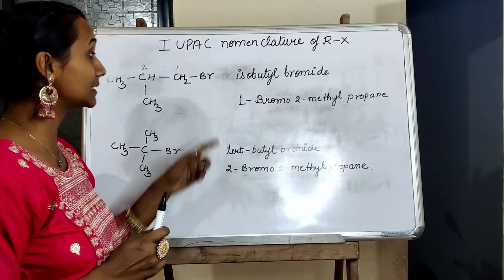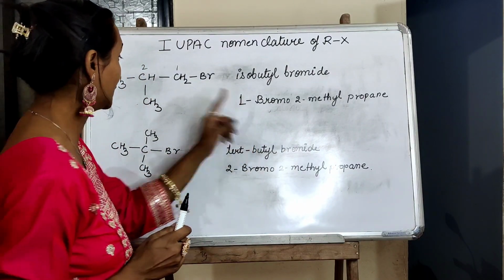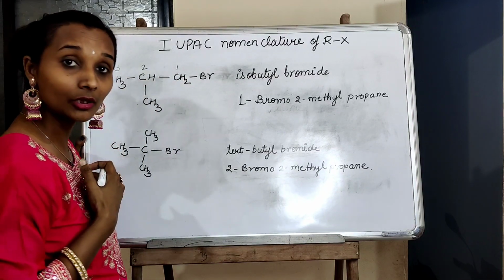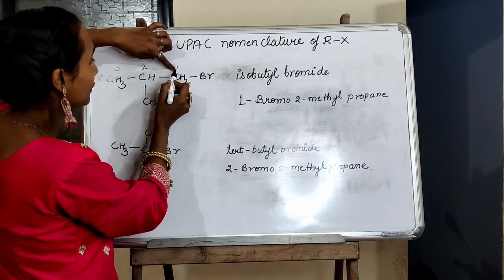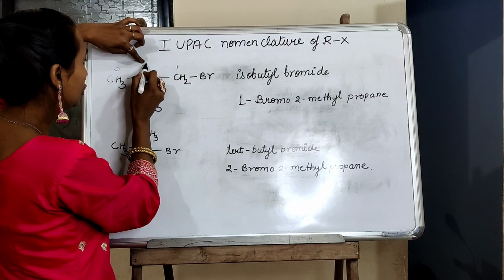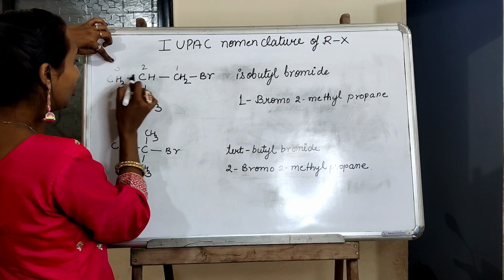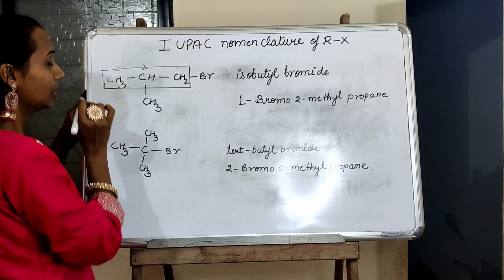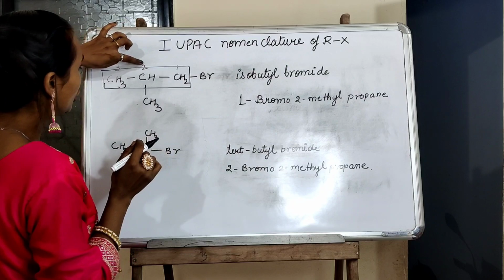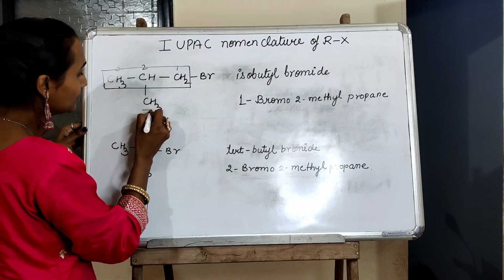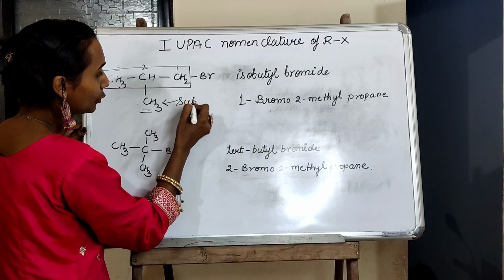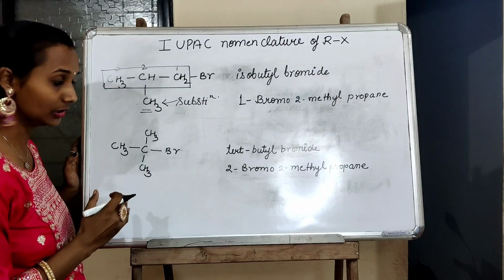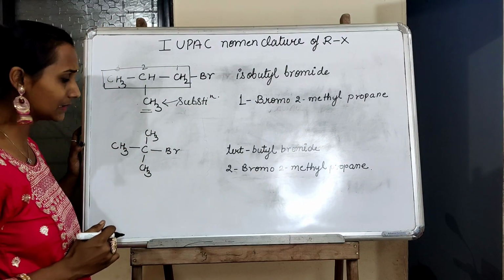Let us move towards the IUPAC nomenclature of this compound. So I have selected the longest chain. This will be the longest chain for me. So this will be 1-bromo-2-methylpropane. This methyl is a substituent because it is not there in the main chain, the parent chain.